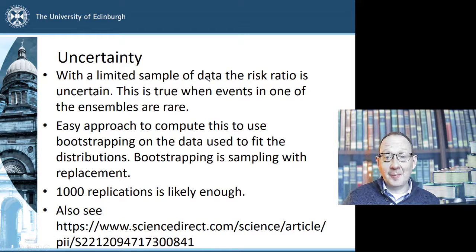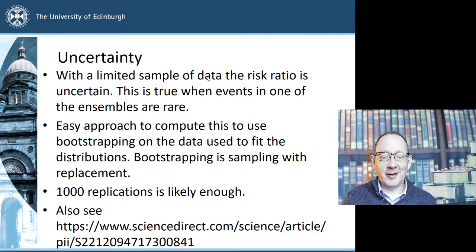With a limited sample of data, the risk ratio is uncertain. That is, if you had a different set of realizations, you might get different answers. And this is particularly true when events in one of the ensembles are rare. If they're very rare, you have very few samples, and so your probability distribution estimates relevant to those extremes are rather uncertain.